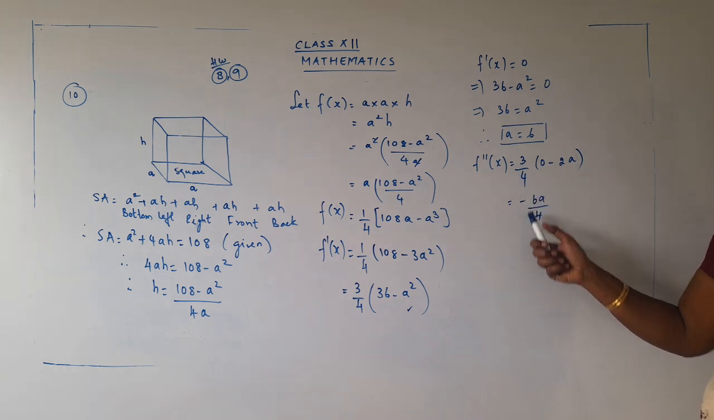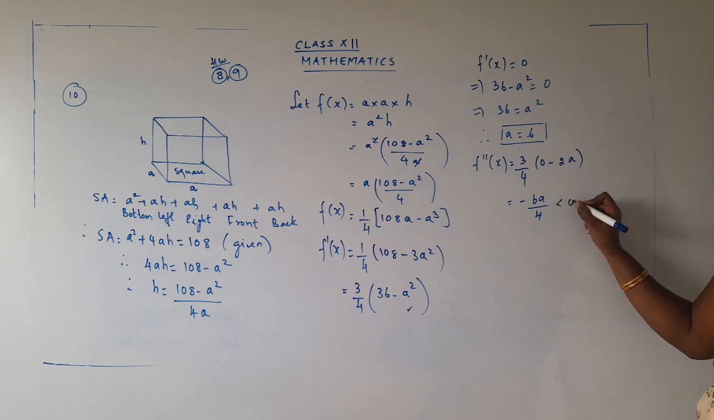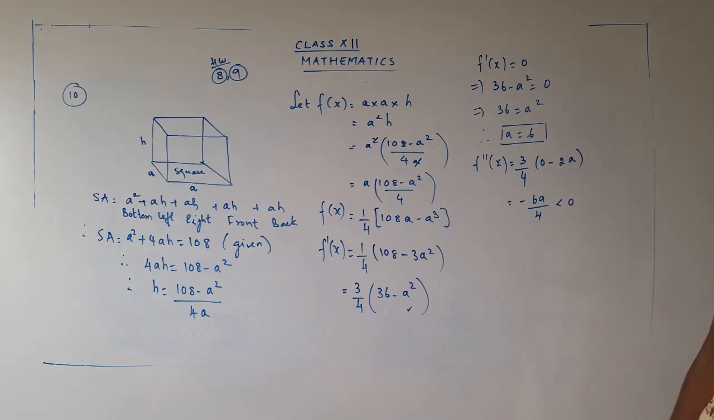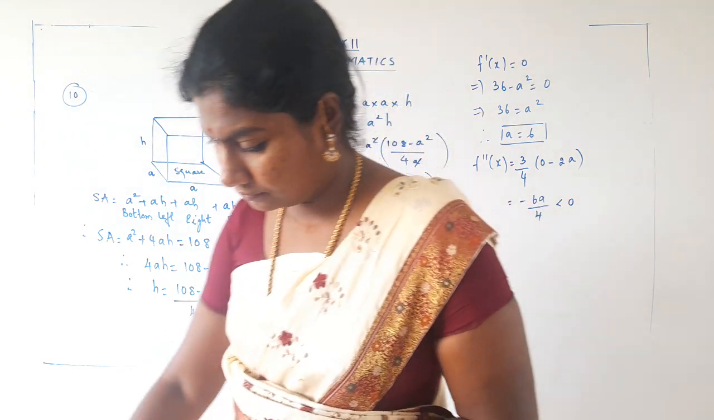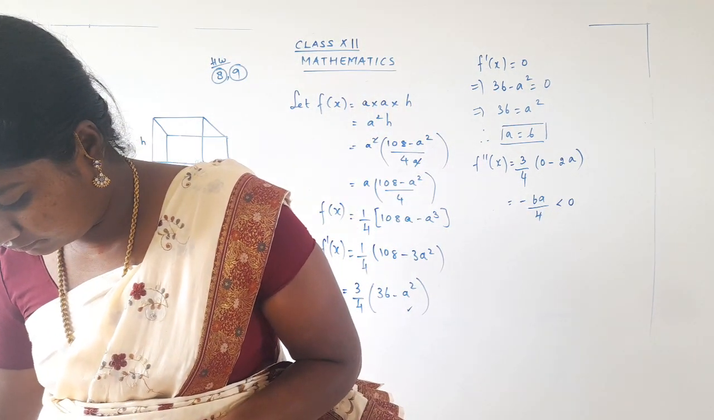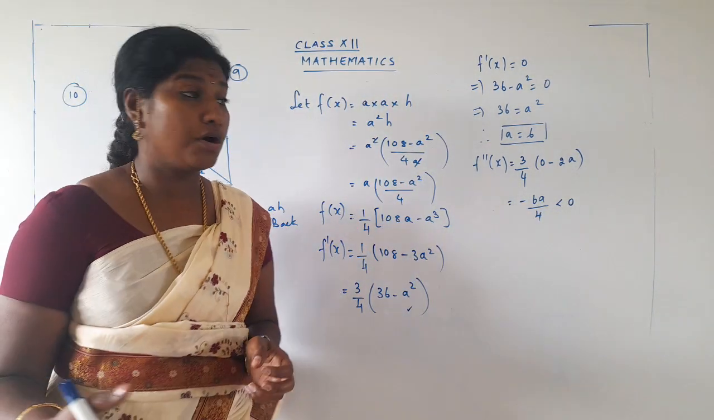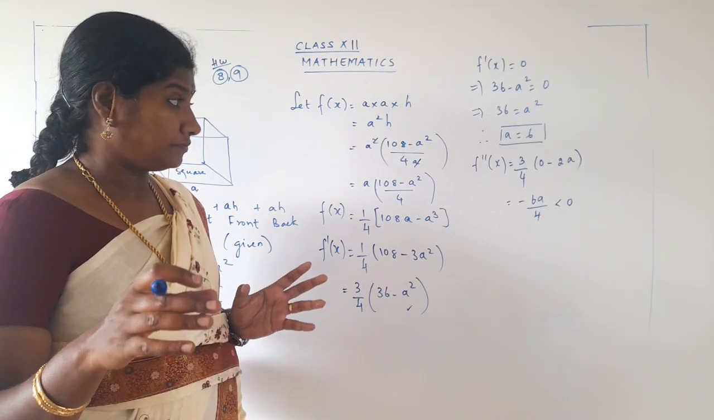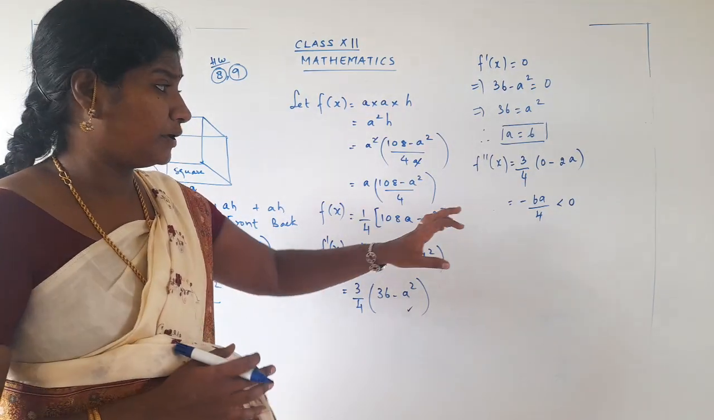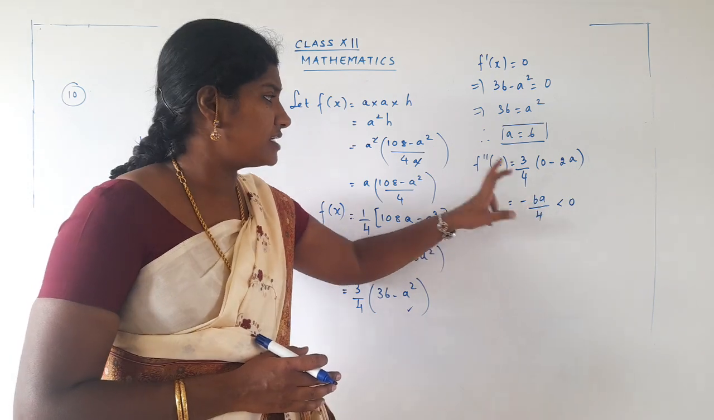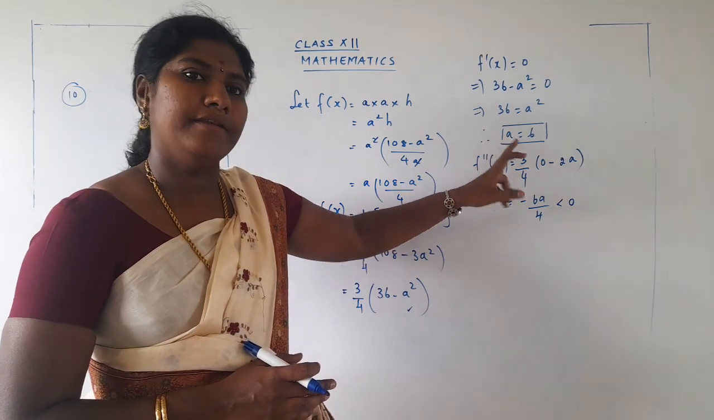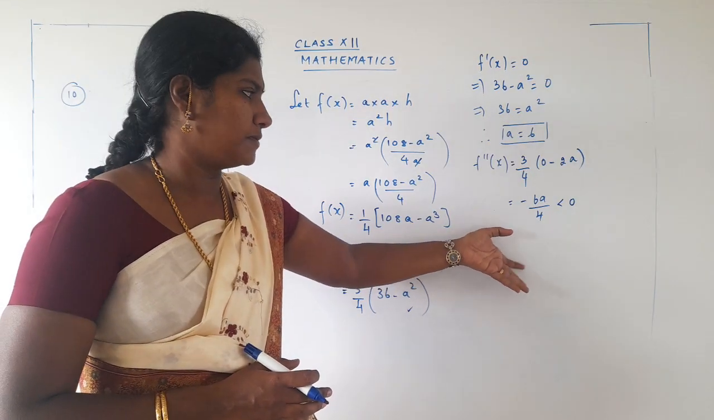Here I am getting the answer as negative. So I can directly consider that this is less than 0. Or if you want to confirm, because here one unknown is there, yes, we can substitute for a and we can say whether it is maximum or minimum. Let's take the step.